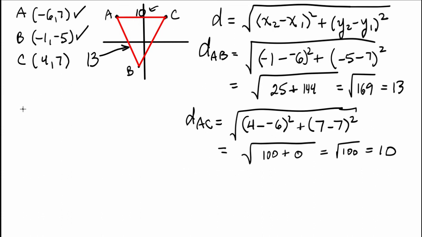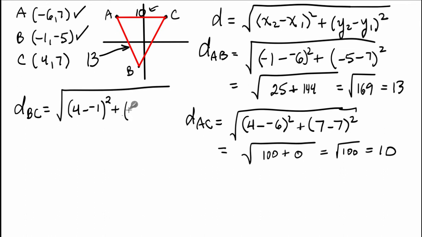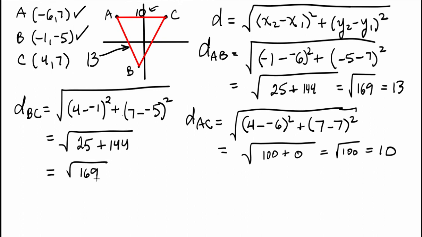And finally, we're going to need the distance from point B to C. That's going to be the square root of the x coordinate of C, 4, minus the x coordinate of point B, -1, squared, plus the y coordinate of point C minus the y coordinate of point B, squared, equals the square root of 4 minus -1 is 5, 5 squared is 25, plus 7 minus -5 is 12, 12 squared is 144, equals the square root of 169, equals 13. And so we recognize that BC is also 13.